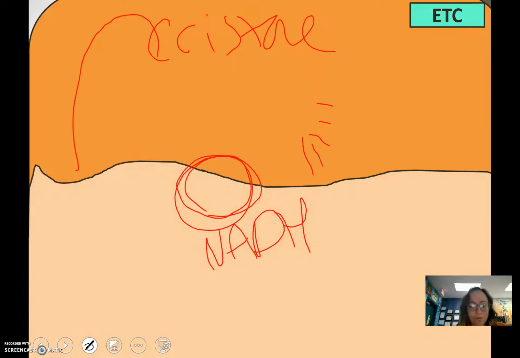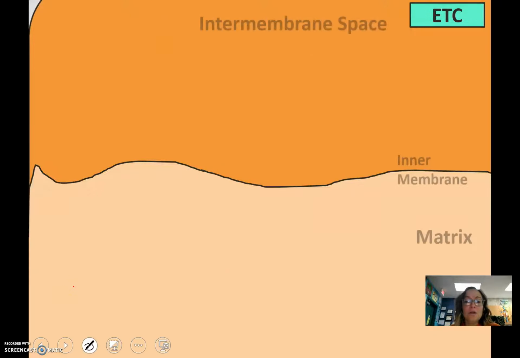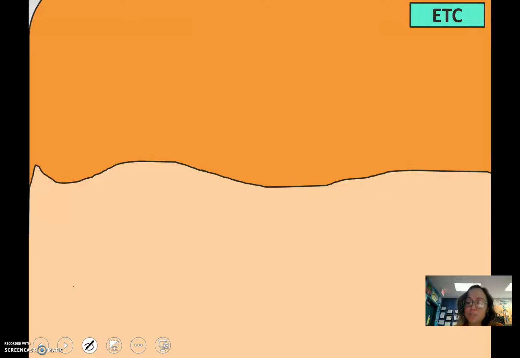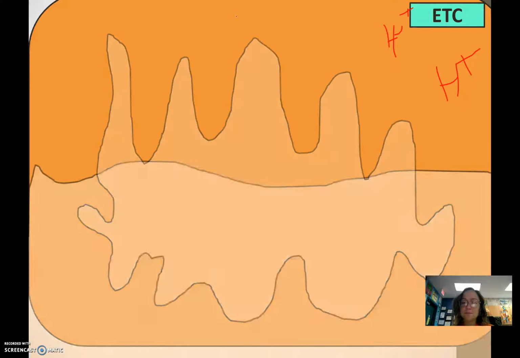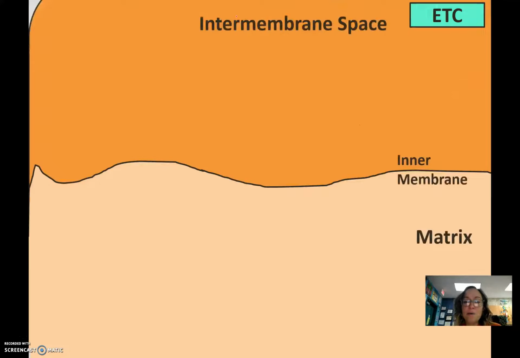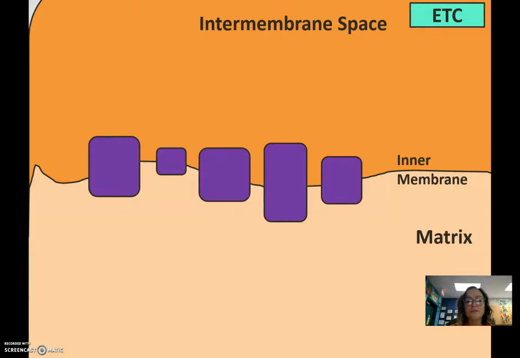All right. So, let's go ahead and now zoom in to the ETC. Here we have the intermembrane space, which is the area that we just saw. This is where the protons are going to accumulate. Here we have our inner membrane and our matrix. This here is the electron transport chain, made of enzymes. And when we talk throughout the year about cytochrome C, it is one of these enzymes involved in the electron transport chain. I'm pointing it out now so it kind of sticks in your head a little bit.